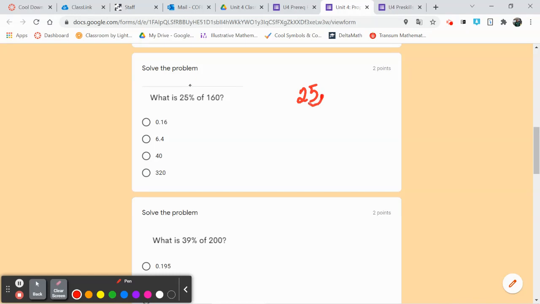So that's 0.25 times 160. And that will give us the answer, which is 40. All right, let's move to the next problem.